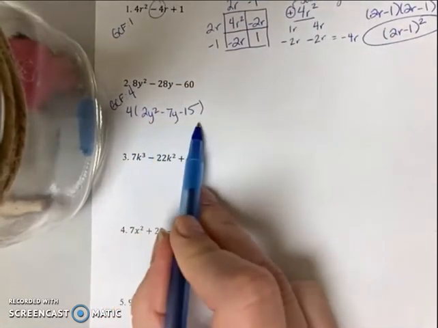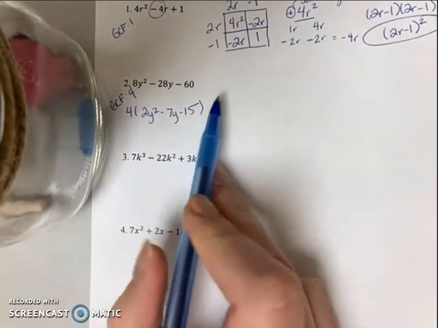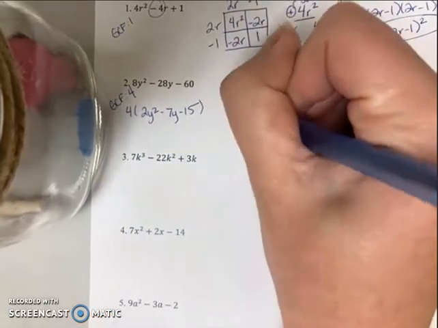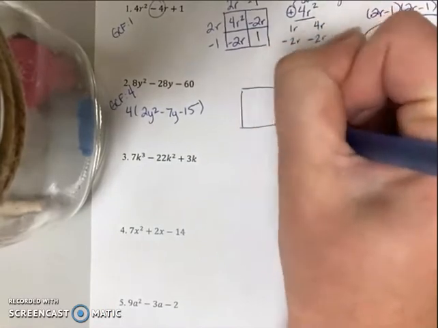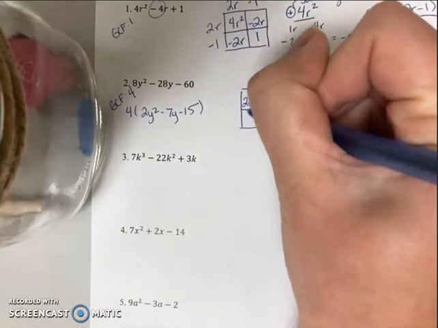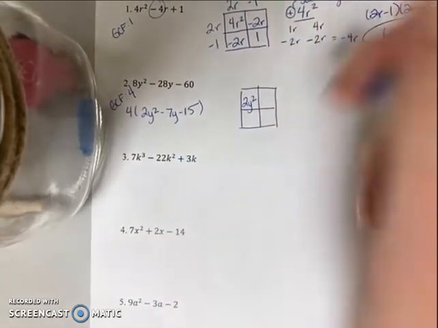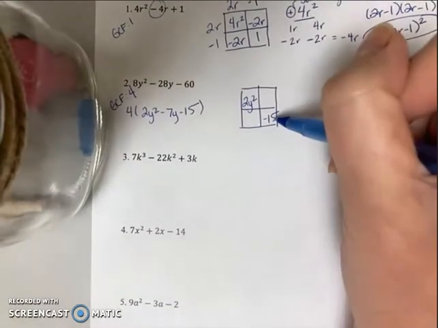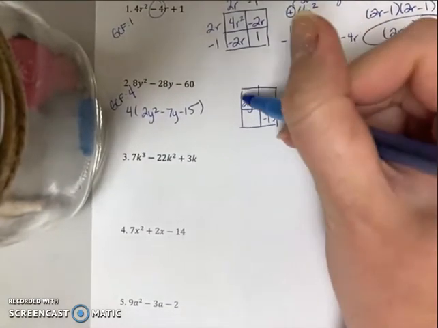What's in parentheses is what we want to factor by using the box method. So I'm going to use this information when I draw my box. First term goes in the first box. Last term goes in the last box. We need to multiply these two things together.